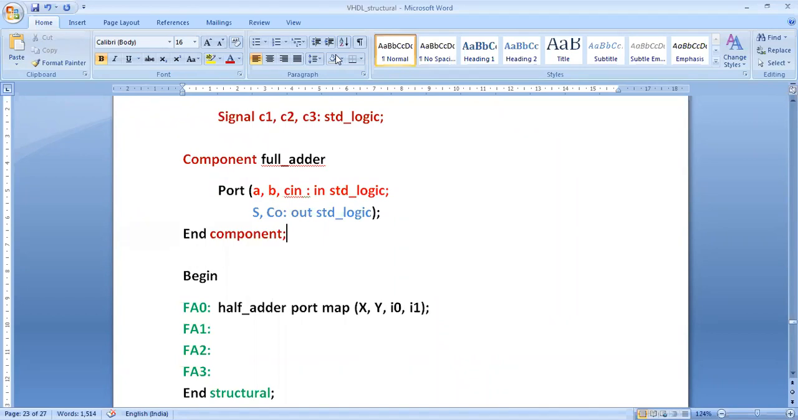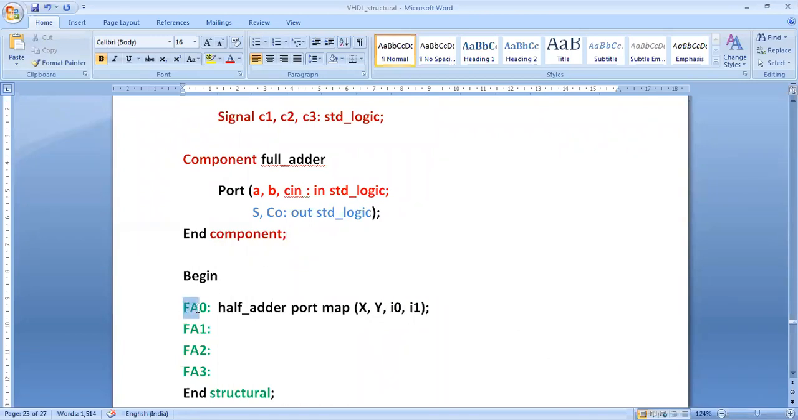Is it clear up to the component part? Okay, thank you. So next is the component instantiation. After declaring the component, we have to do the component instantiation. So how can we do the component instantiation?